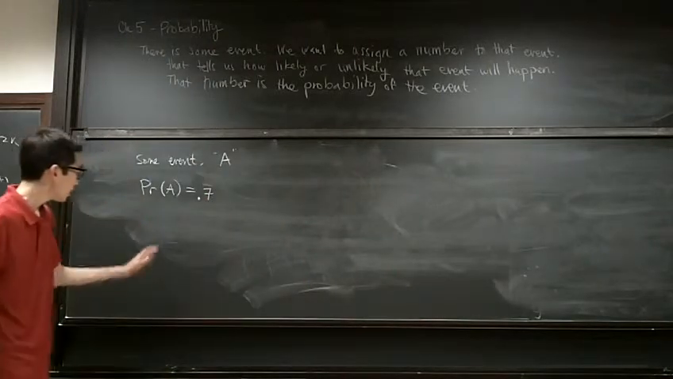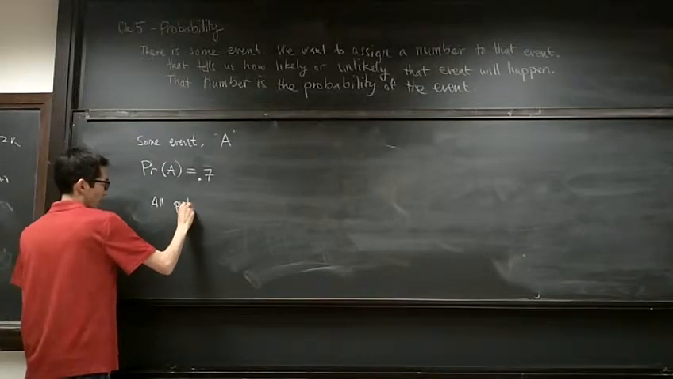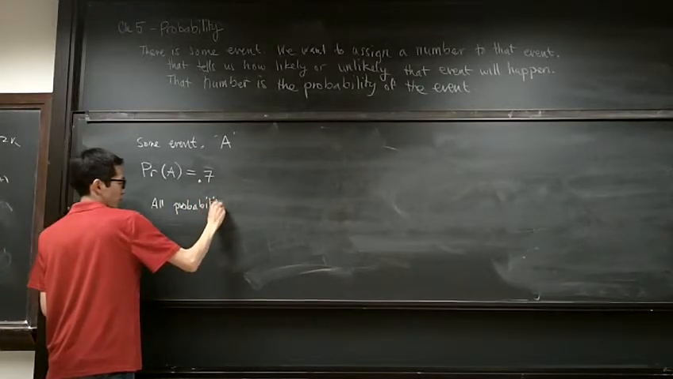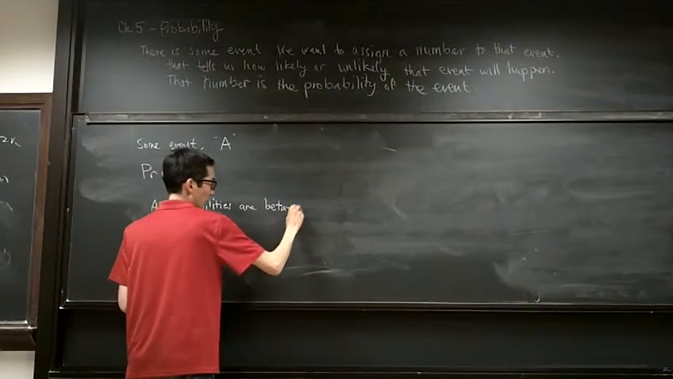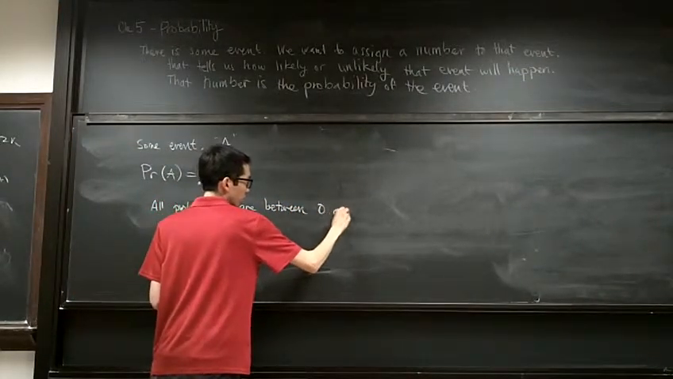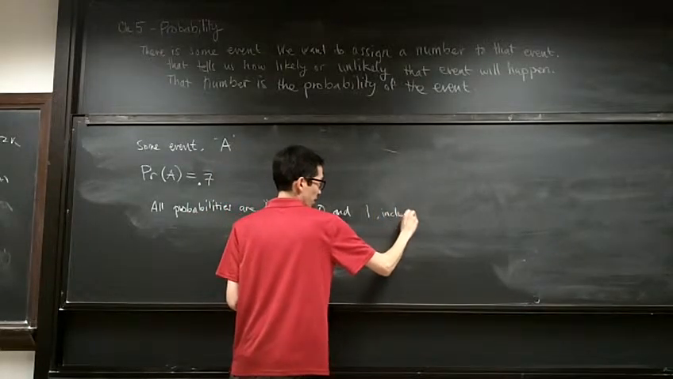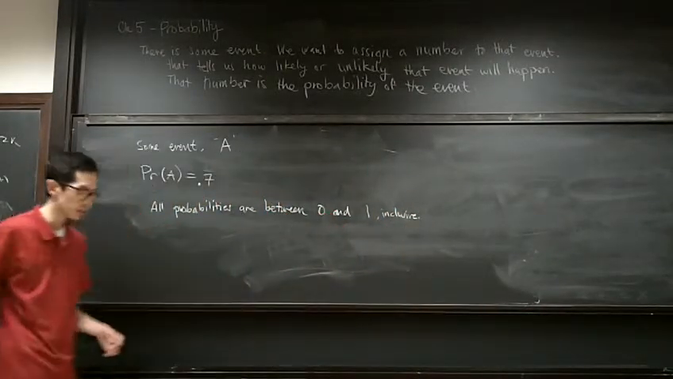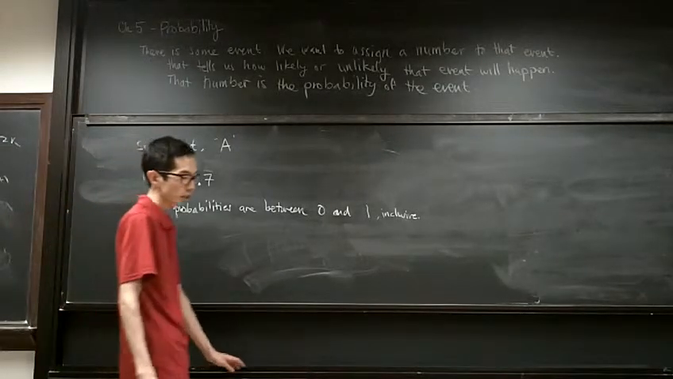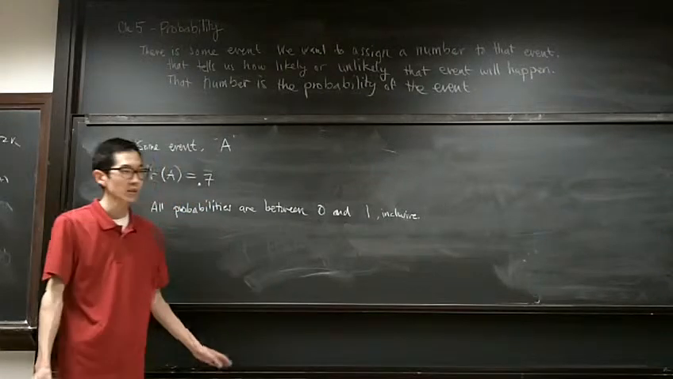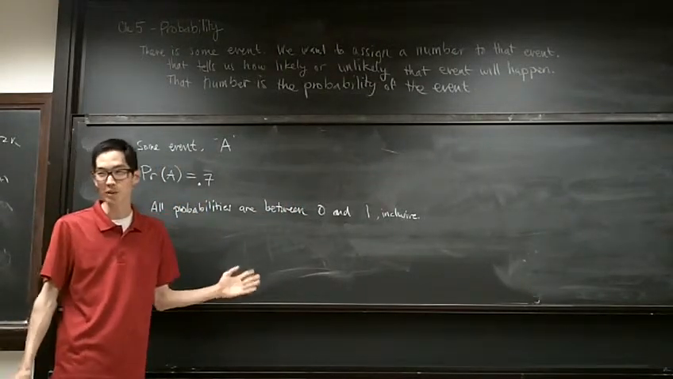Okay. So all probabilities are between 0 and 1 inclusive. Okay, so it can be as small as 0, including down to 0, and as large as 1. So if you ever get a probability bigger than 1 or smaller than 0, you did something wrong.